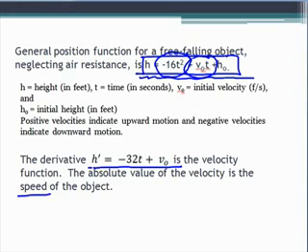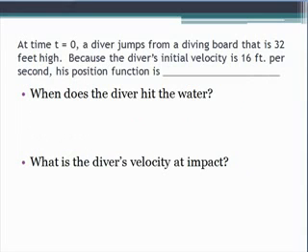You have it written down in your notes, so we're going to go on here. At time 0, a diver jumps from a diving board that is 32 feet high. So the diver's initial velocity is 16 feet per second. So let's do his position function then. You're going to use that formula that I just gave you. So let's write it down in the blank here.